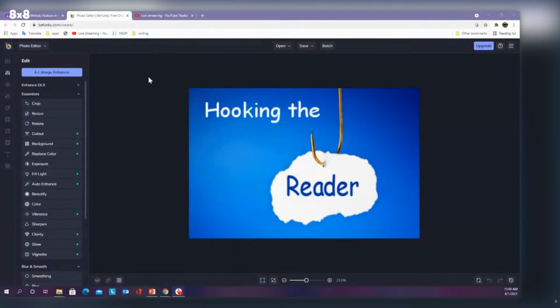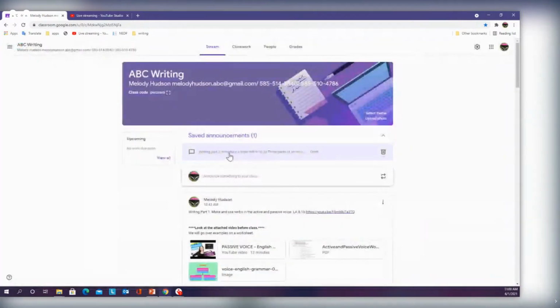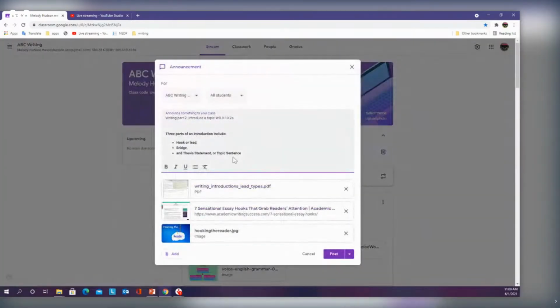Hooking the reader, bringing them in, catching their attention so that what we are writing comes out the gate being something exciting. So here we go. The parts, that is so tiny, isn't it?